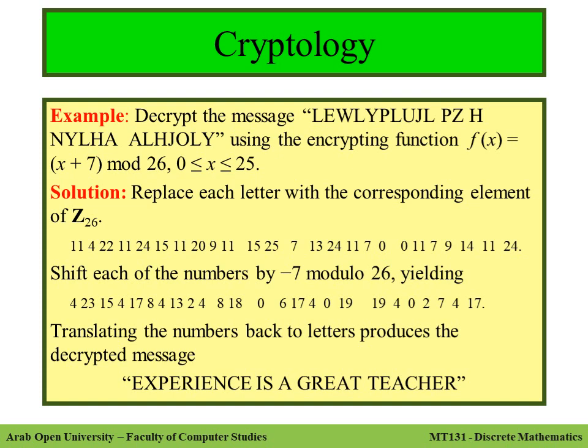Then the decryption function must be f inverse of x is x minus 7. The process now: take the encrypted message, replace each letter by its corresponding number, and here are the numbers. Now apply the inverse function of f, which is the decryption function, and here are the numbers you get.